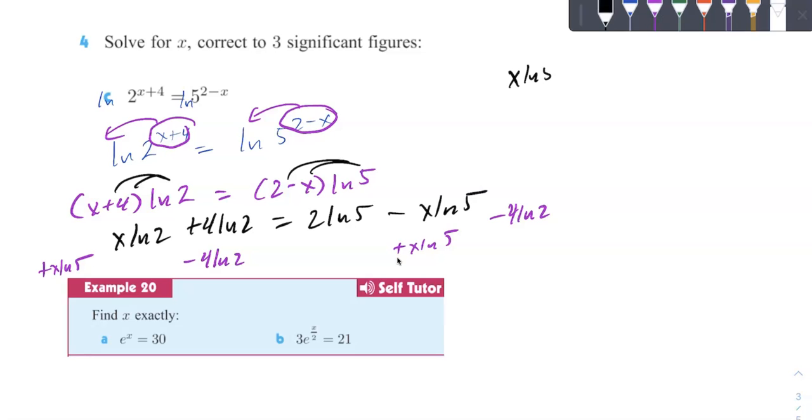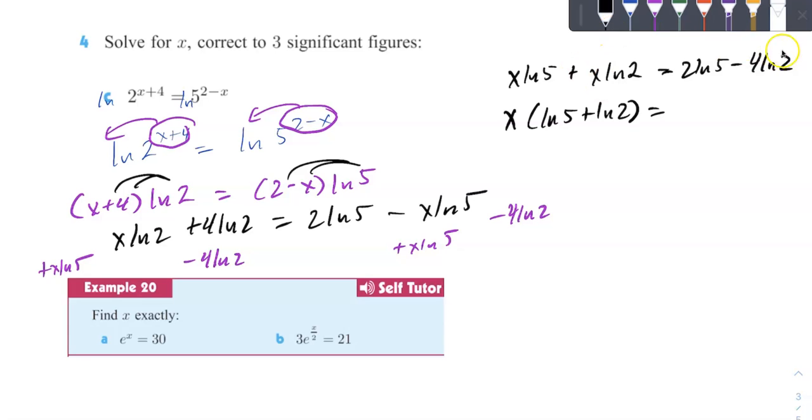x natural log of 5 plus x natural log of 2 equals 2 natural log of 5 minus 4 natural log of 2. And since you have two x's on this side, you could factor it out: x times (natural log of 5 plus natural log of 2) equals. Now it's your choice here. You could leave it like this, or you could try to simplify it, like move the 2 to the front, move the 4 to the front, and simplify it that way. Either way is okay. Let me just leave it like this at first, and then we'll simplify it later.